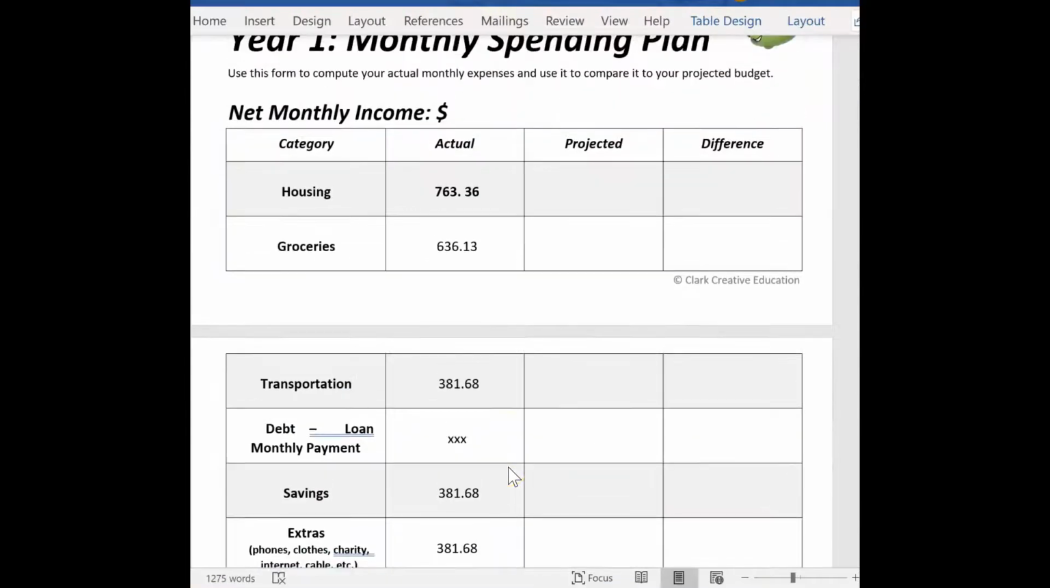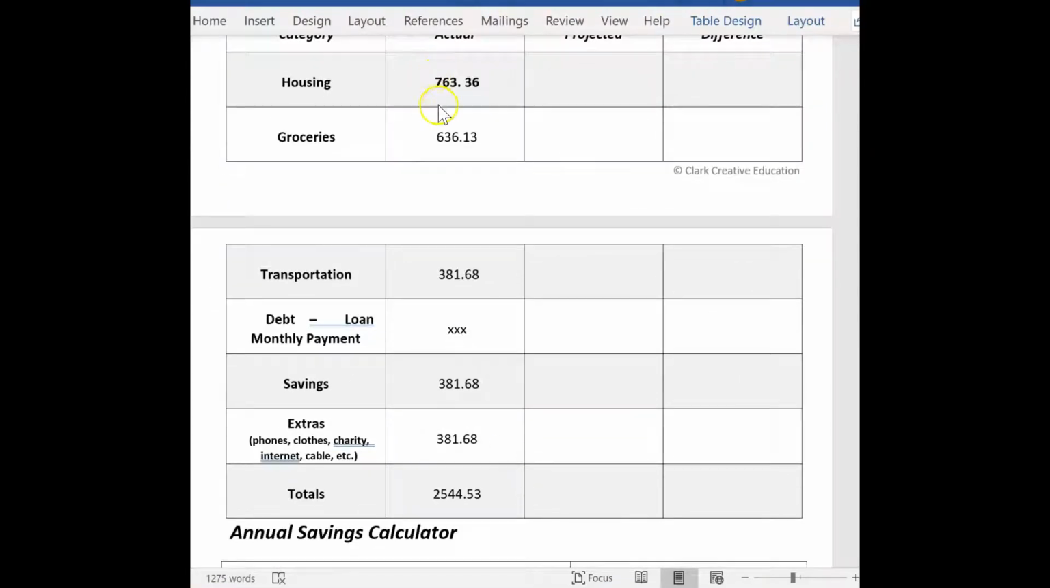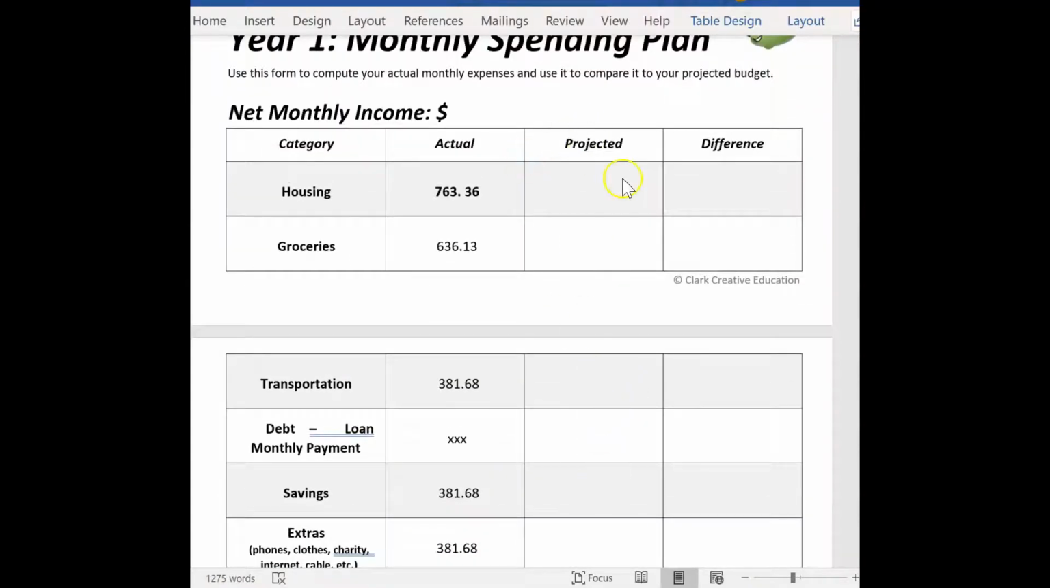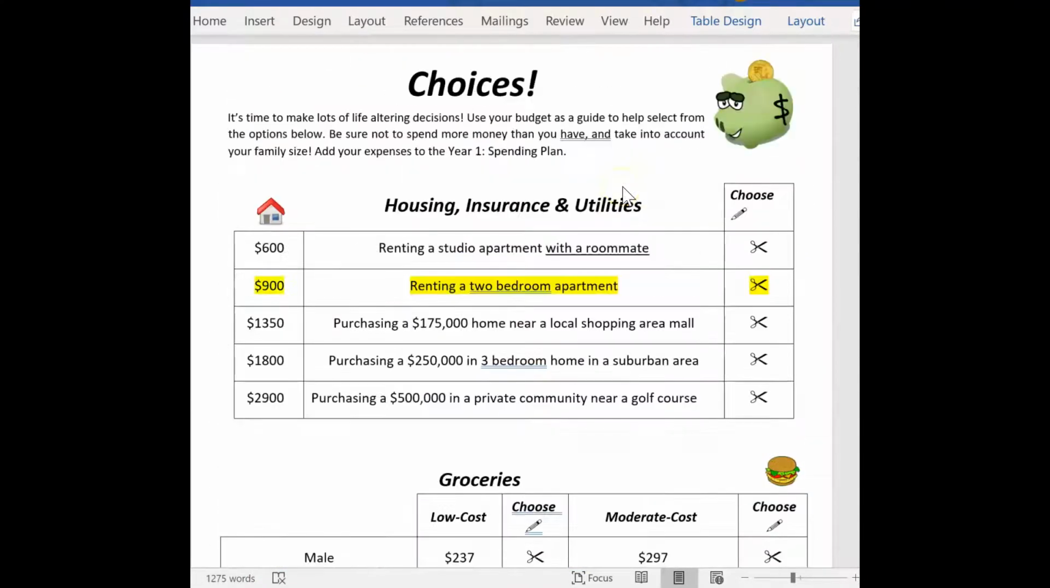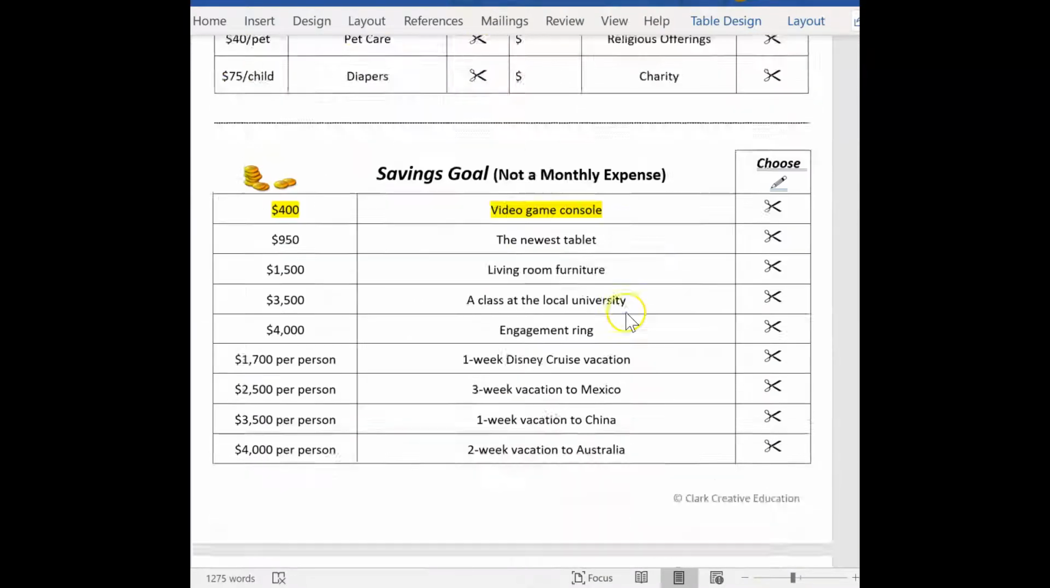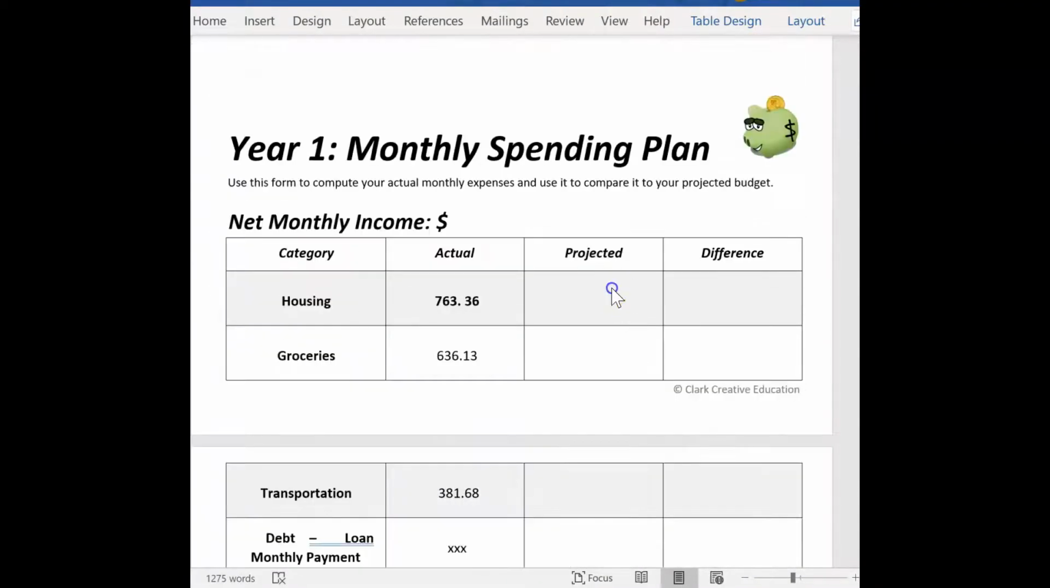Alright, so I took all my numbers from my budget sheet and I put them in my housing, my groceries, my transportation, savings, extras, and then my total net monthly income I put down right here. The next thing I want to do is actually put in my projected numbers. So when I move up here, what did I pick for housing? I picked $900 for renting a 2-bedroom housing. So what I'm going to put here is $900. That's how much I am projected to spend if I want my 2-bedroom.